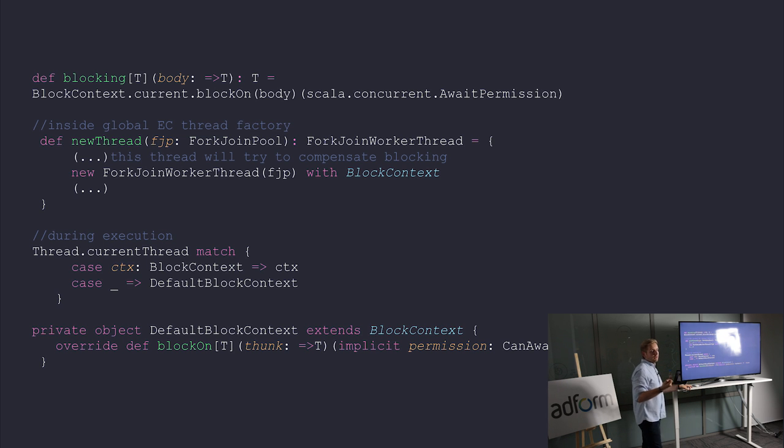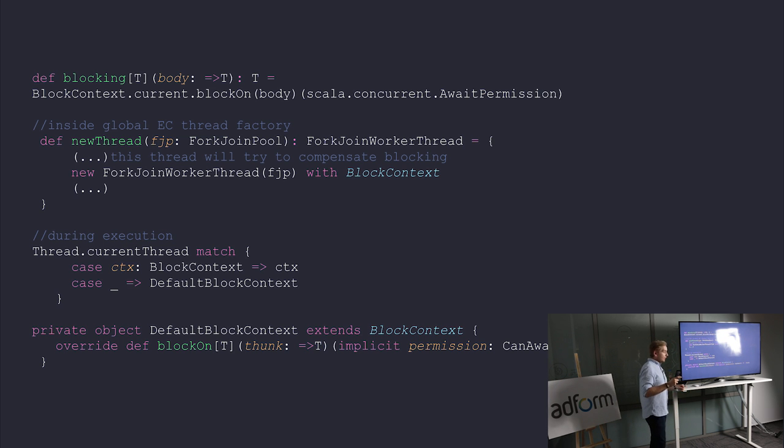So I told you that the global context has its own thread factory, right? So this is the function taken out of the global execution context that creates the threads. So the thread is created right here, and it is marked with block context. And inside that block context, there is an implementation of block on that the code is not here, but what the block on does in the implementation of block context, it adds another thread to the pool. And this is the 256 additional threads that can be created. And only then, if you put your computation inside blocking, this block on will create additional threads.